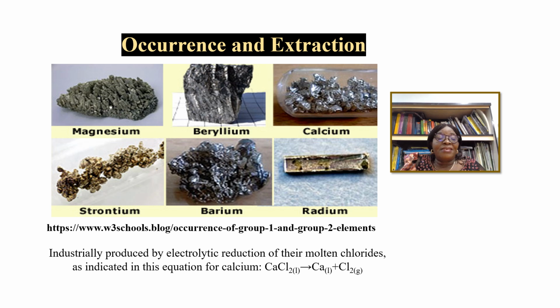They are industrially produced by electrolytic reduction of their molten chlorides, as indicated in this equation for calcium. When we have calcium chloride, during electrolysis it can be decomposed to calcium and chlorine. We get chlorine gas at the end. So it is industrially produced by electrolytic reduction of their molten chlorides. That is how we produce beryllium, magnesium, calcium, strontium, barium, and radium.